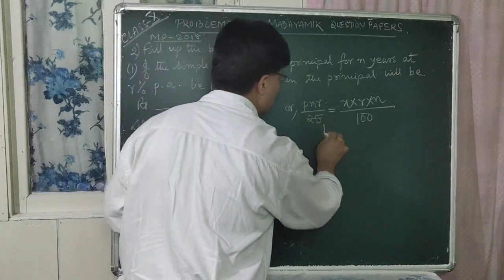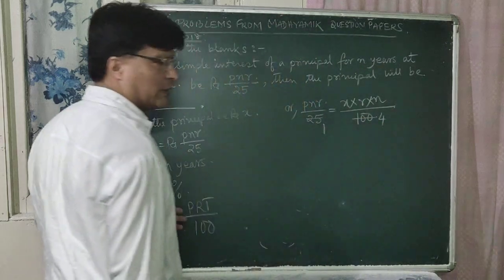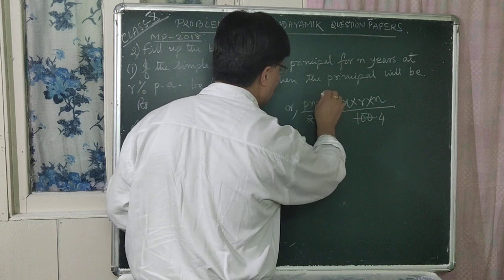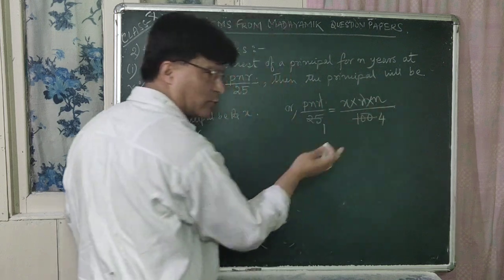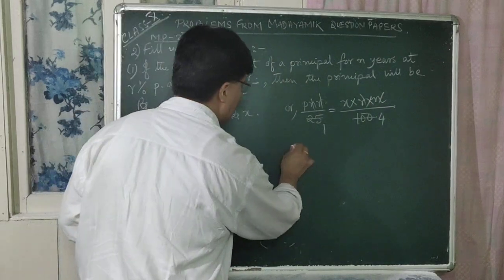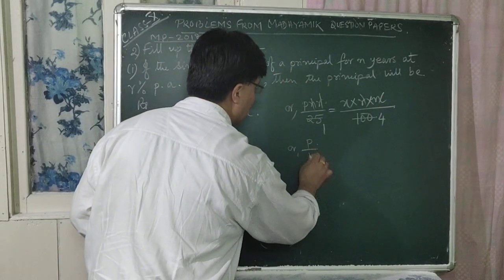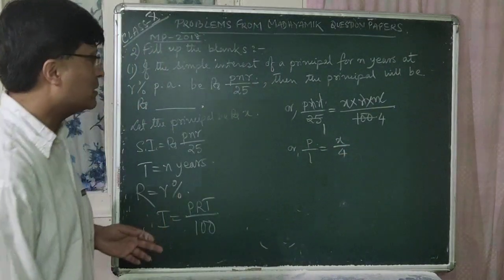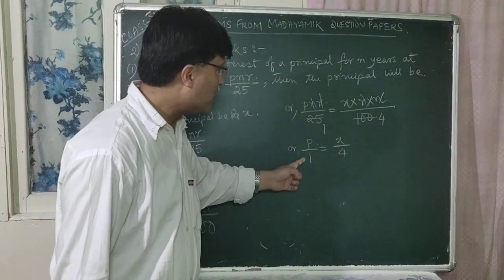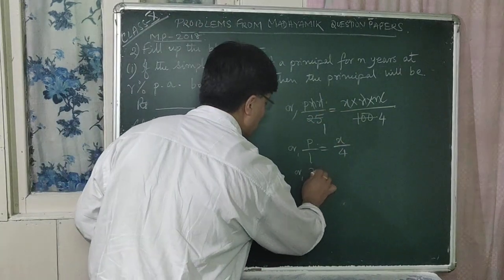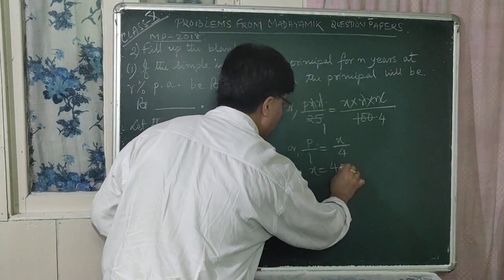So 25 ones are 25, 25 fours are 100. And in the numerator you can cancel this r, that is one time, and this n will be cancelled. So it is p by 1 is equal to x upon 4, right? So this is p by 1 and this is x by 4. Now you can do cross multiplication. X is equal to 4p.